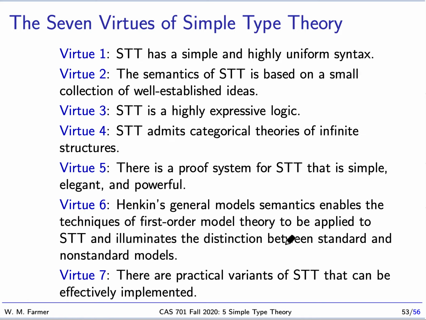And there is a proof system for simple type theory that is simple, elegant, and powerful. This is basically Andrews' system. Henkin's general model semantics enables the techniques of first-order model theory to be applied to simple type theory and illuminates the distinction between standard and non-standard models. This refers to the fact that simple type theory illuminates the model theory of first-order logic. And finally, there are practical variants of simple type theory that can be effectively implemented.